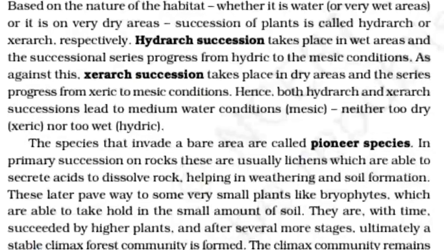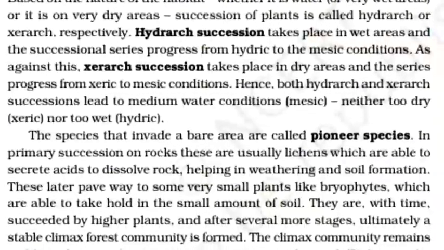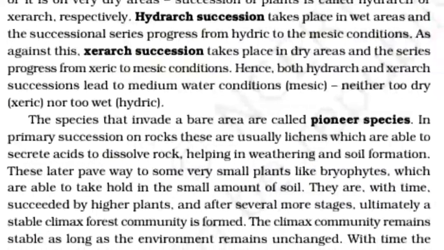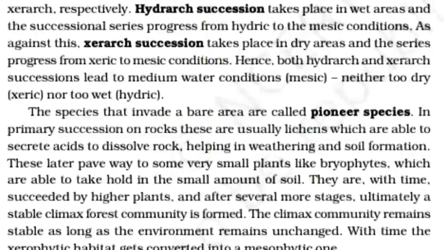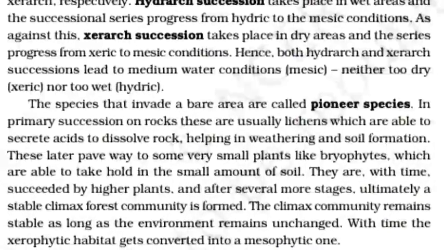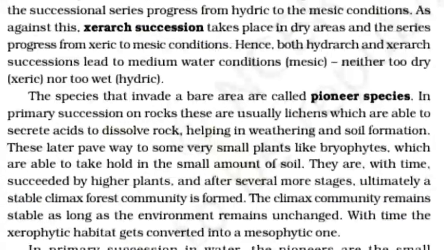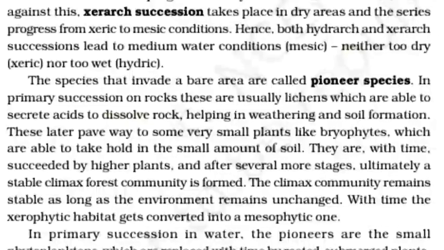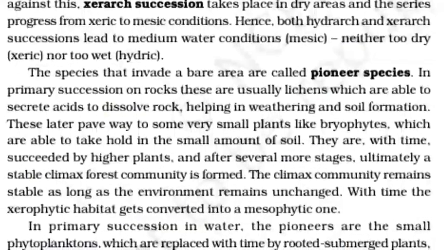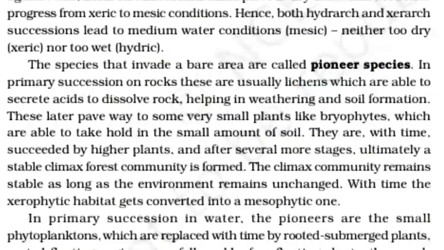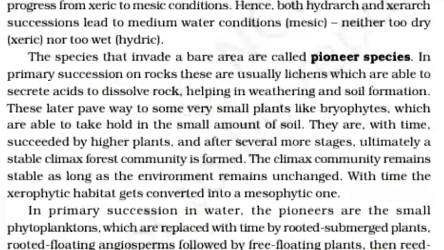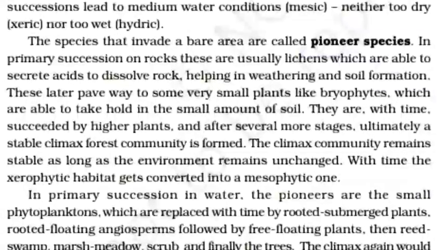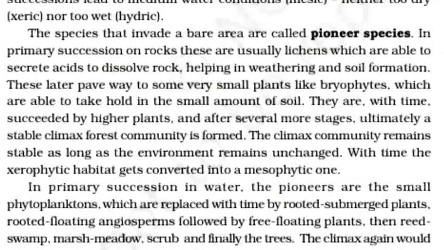The species that invade a bare area are called pioneer species. In primary succession on rock, these are usually lichens, which are able to secrete acid to dissolve rock, helping in weathering and soil formation. These pave the way for some very small plants like bryophytes, which are able to take hold in a small amount of soil. They are with time succeeded by higher plants, and after several more stages, ultimately a stable climax forest community is formed. The climax community remains stable as long as the environment remains unchanged. With time, the xerophytic habitat gets converted into a mesophytic one.